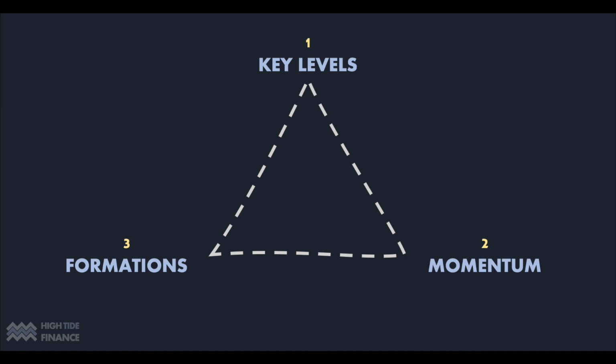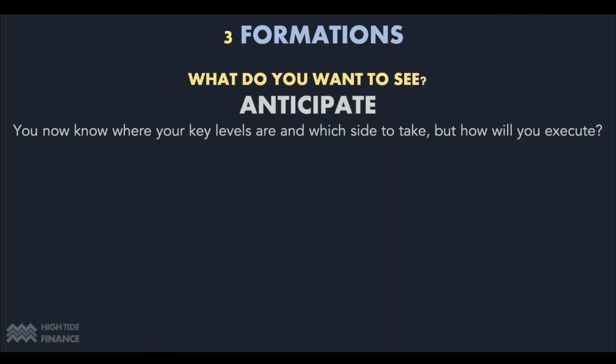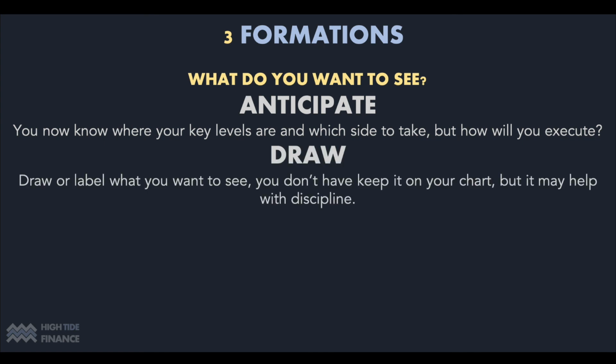The final stage of the trader's triangle is the formation stage. So as a trader, you constantly need to be asking yourself, what do I want to see? To then anticipate a movement and plan and execute a trade. Drawing what you want to see is always a good idea as a trader, not only because it allows you to share your ideas with your friends, but actually it helps with discipline. If you don't see what you've drawn, then you know you shouldn't be trading.